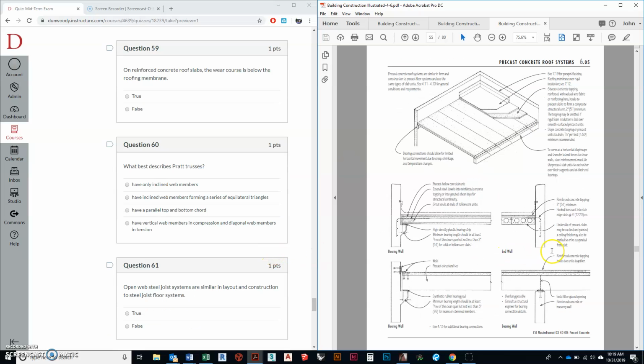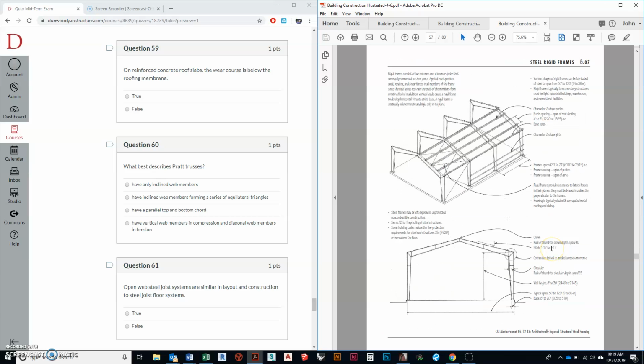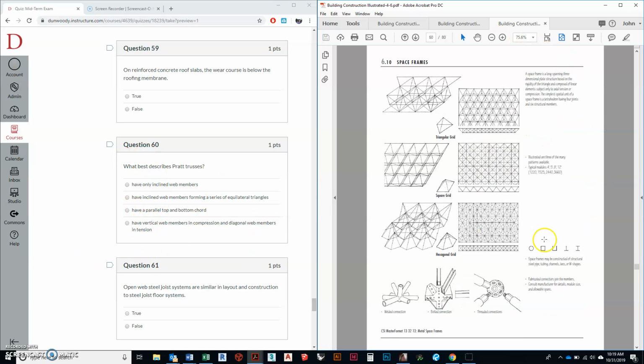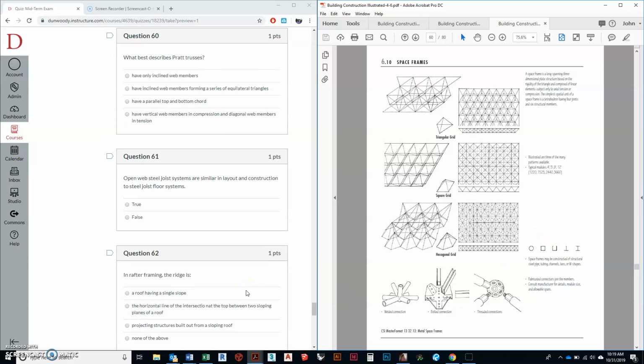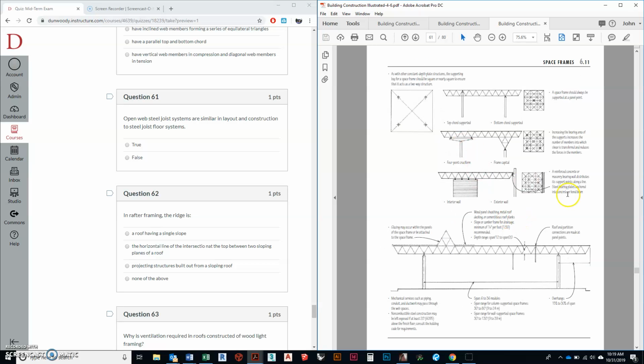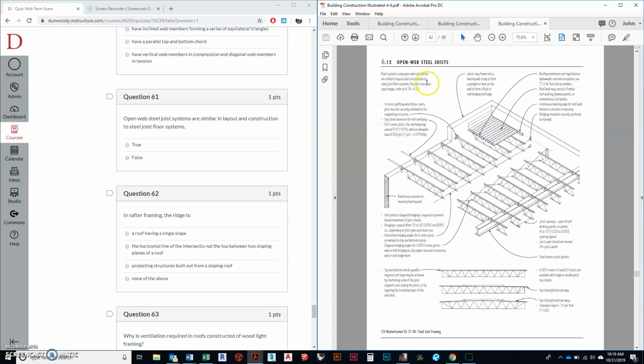What best describes a Pratt truss? So let's see if we can get the truss types. Here we go. So a Pratt truss is right here. Here's a Belgian, Warren, raised chord, flat truss, all these different truss types. And you can read through this to determine what the best answer is. Open web steel joist systems are similar in layout and construction to steel joist systems. So let's see if we can figure out that. So open web are similar in layout, so that's true.